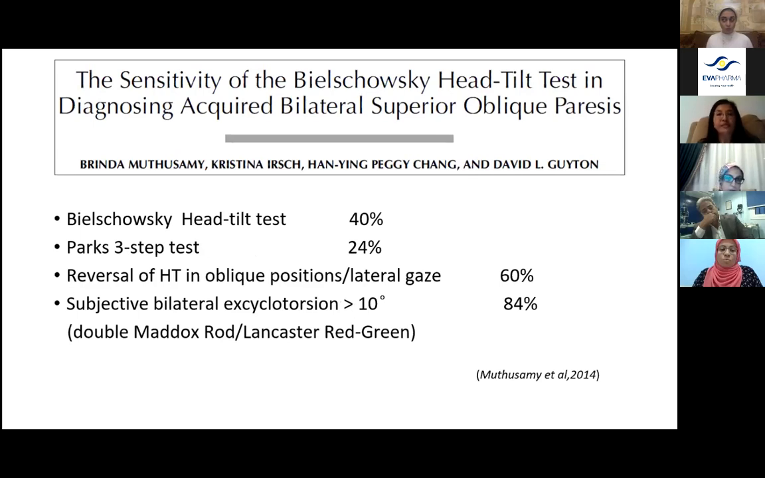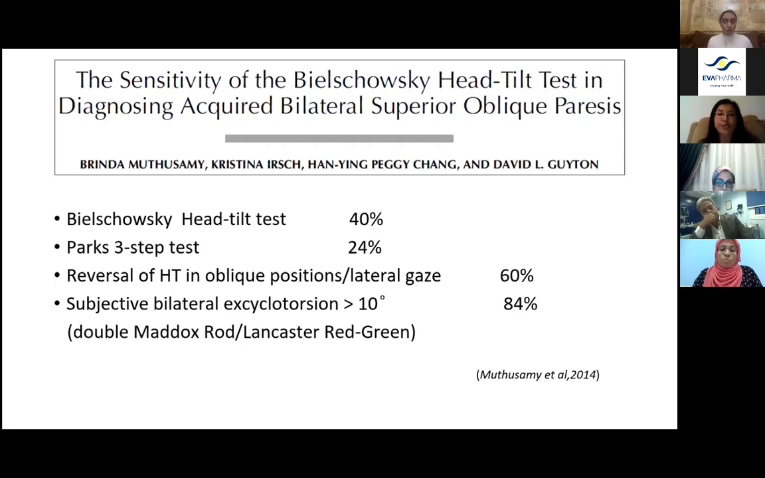So what about other tests? How sensitive are they in diagnosing bilateral superior oblique palsy? This was published in 2014 by Dr. Guyton's group. They found that the Bielschowsky head tilt test was only 40% sensitive in diagnosing bilateral superior oblique palsy. The Parks three-step test, 24% sensitive. Reversal of hypertropia in oblique positions of lateral gaze, 60% sensitive. And the highest sensitivity came from the subjective bilateral excyclotorsion, more than 10 degrees, either by the double Maddox rod or the Lancaster red-green test.